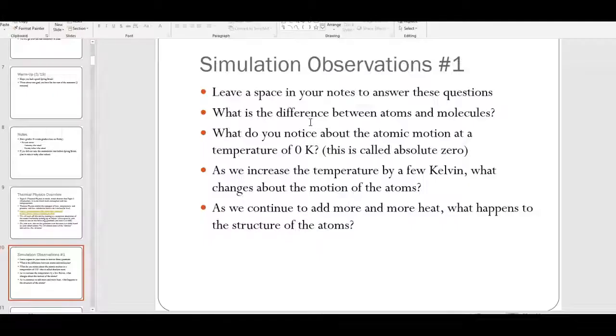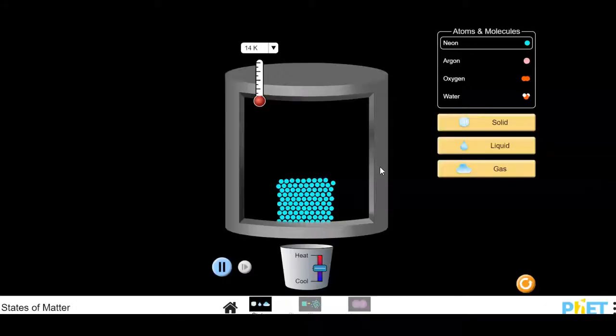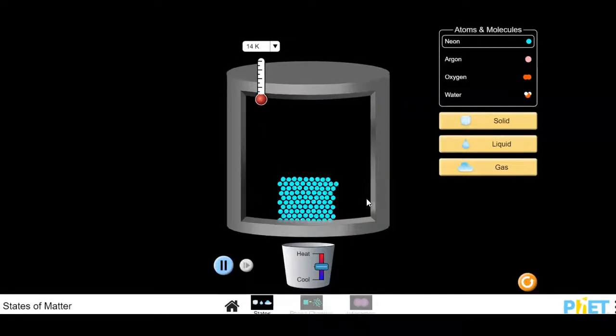Okay, we are going to look at, I think, neon atoms, just because I think they look nicer. And so the first thing we're going to do, you should be able to answer that first question by now. The first thing we're going to do is see what happens as we decrease the temperature. Now, if you look up here, there's a thermometer. There's a way for me to measure temperature. Okay, and currently we're measuring temperature in Kelvin. That's what that capital K is. Kelvin is the SI unit for temperature, and so that's what we're going to be seeing the most often. I can also change it to Celsius if I want.